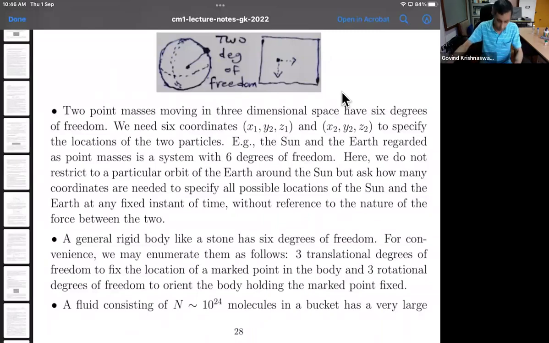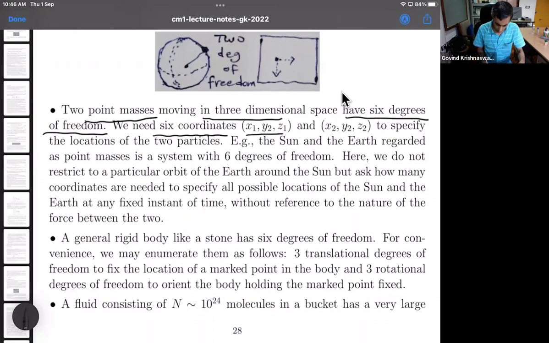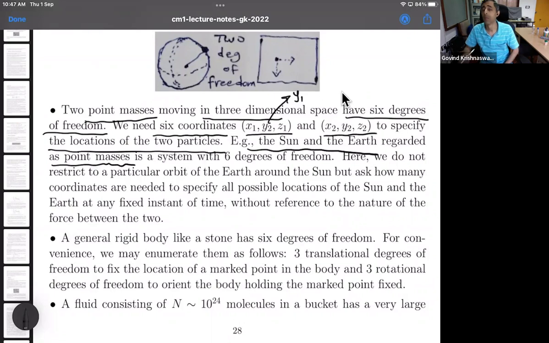So we were speaking about degrees of freedom of a system. So 2-point masses moving in 3-dimensional space have 6 degrees of freedom, all right? And that's because we need the 6 Cartesian coordinates, namely x1, y1, z1 of the first particle, and x2, y2, z2 of the second particle, to specify the locations of the 2 particles. All right. So, for example, if we study the Sun-Earth system regarded as point masses for now, to some approximation, the Sun and Earth can be treated as point masses, then this is a system with 6 degrees of freedom. Which would mean that to predict the motion of the Sun and Earth, you would need to specify 6 initial coordinates.